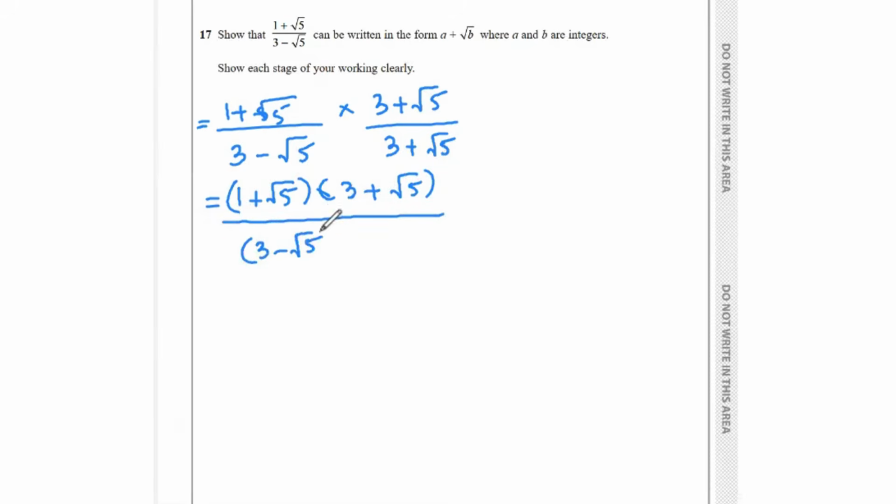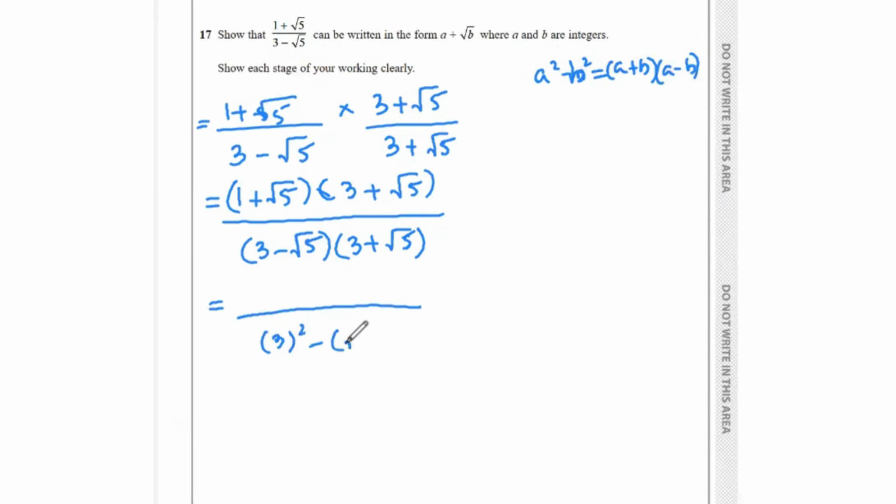So if we look at the denominators, we can see that it follows the rule of difference of perfect squares, where (a plus b) times (a minus b) when you factorize it. So if we convert this into a squared minus b squared, that's going to be 3 squared minus root 5 squared. And over here in the numerator, we're going to expand the bracket. So 3 plus root 5 plus 3 root 5 plus root 5 squared.